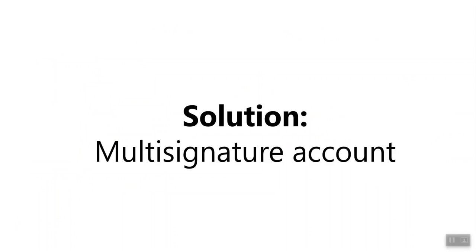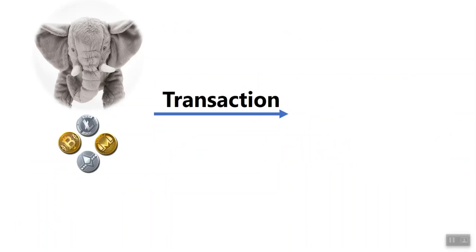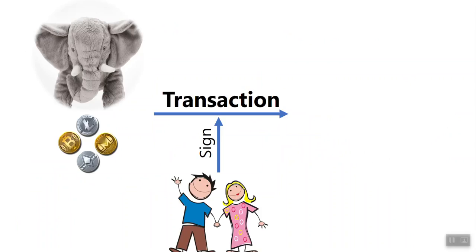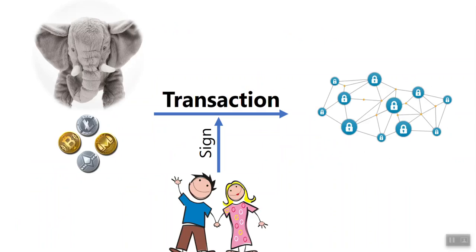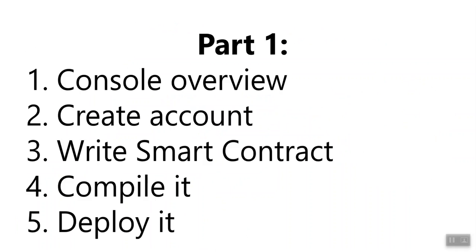How will it work? For example, the elephant has some amount of money and he wants to spend it. He wants to buy something. He has to create a transaction, but this transaction will not work before Lena or Inal sign the transaction. They have to sign the transaction, and only after that it will work and it will be fixed in the blockchain. In this video, we will talk about two main parts.